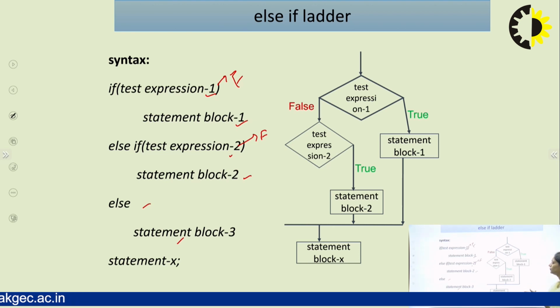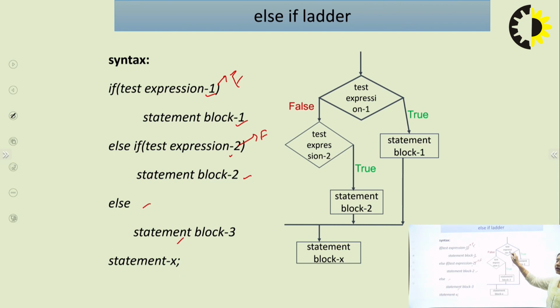Same goes for the flowchart, wherein the test expression 1 will be checked. If that is true, then a certain set of instructions will be executed. If this is false, then again an expression will be checked. If it is true, statement block 2 will be executed. If that is false, then the statement block 3 will be executed, and at the end we have certain statements which are outside the conditional blocks.